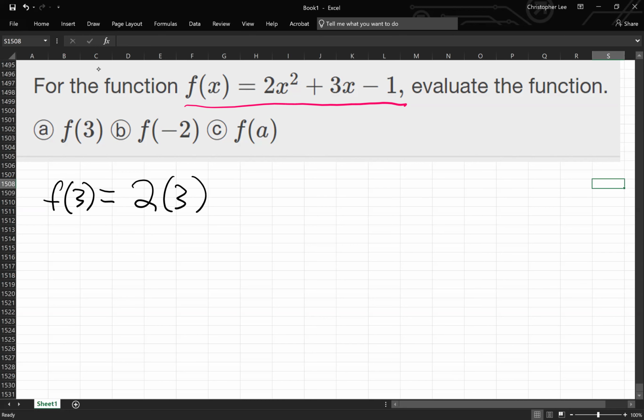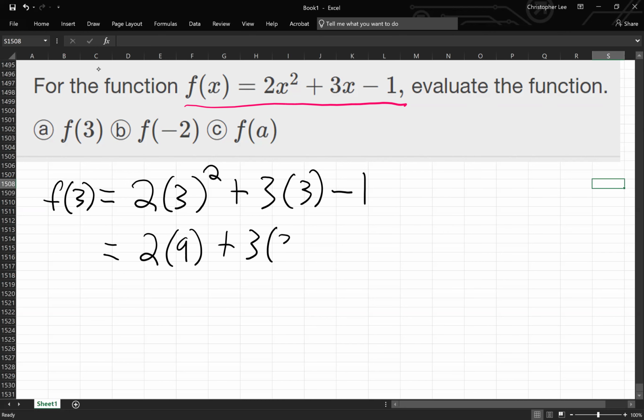2 times 3 to the second power, right? Plus 3 times 3, very good. Minus 1, right? So now let's answer it. 3 squared we know is 9, so this is 2 times 9 plus 3 times 3 minus 1. Let's do our multiplication. 2 times 9 is 18, plus 9 minus 1. And you just do the math on that, right? 27 minus 1, so 26.